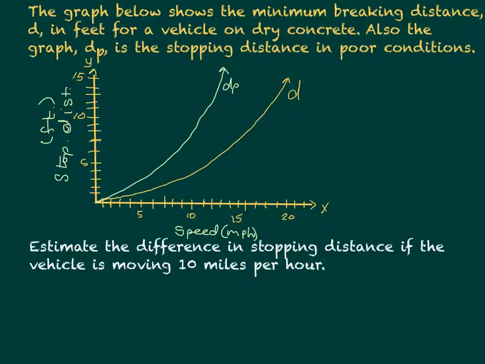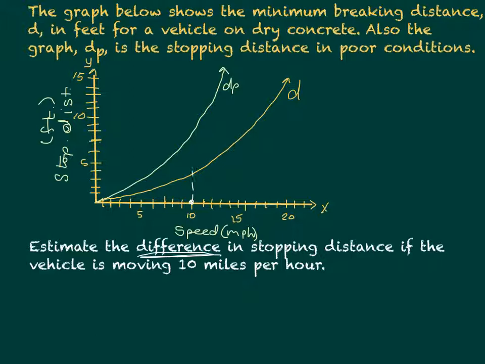As we read the graph, the x-axis is our speed in miles per hour, and our y-axis is our stopping distance in feet. So we want to estimate the difference, so that would be a subtraction problem, the difference in stopping distance if the vehicle is moving 10 miles per hour. So 10 miles per hour, I'm going to mark that right there.